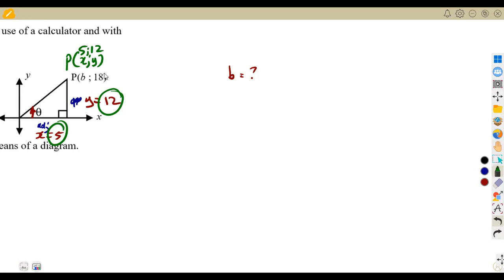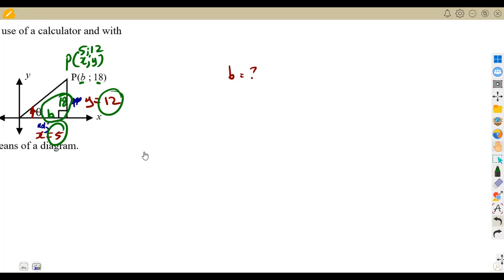But there they gave us another condition where this is now given as B and this is given as 18, which does not correspond to what we were given. It's supposed to be 5, 12. Now it's (B, 18), which is the X value and the Y value. All right, so I just have to go back to my ratios. I'm given the X value as B and the Y value as 18. I'm given this as 18 and this as B.